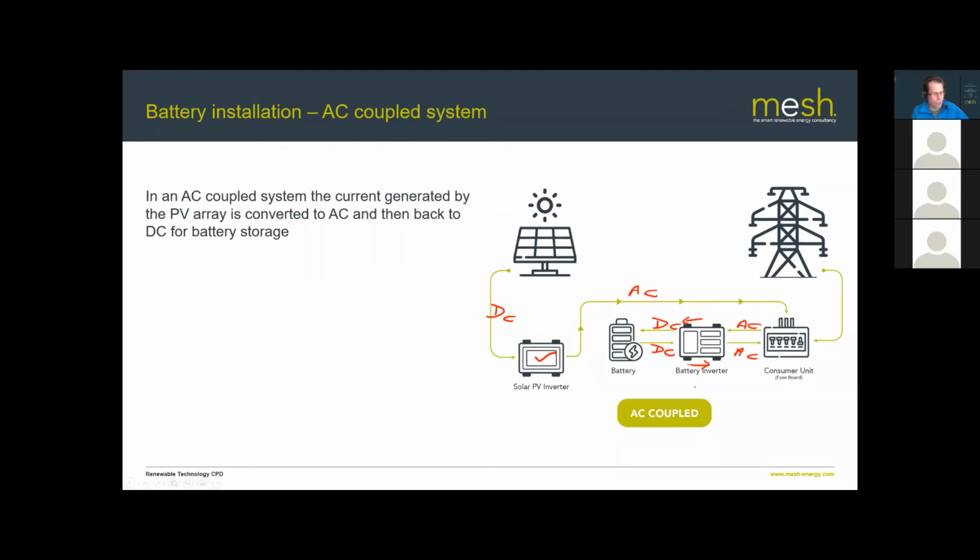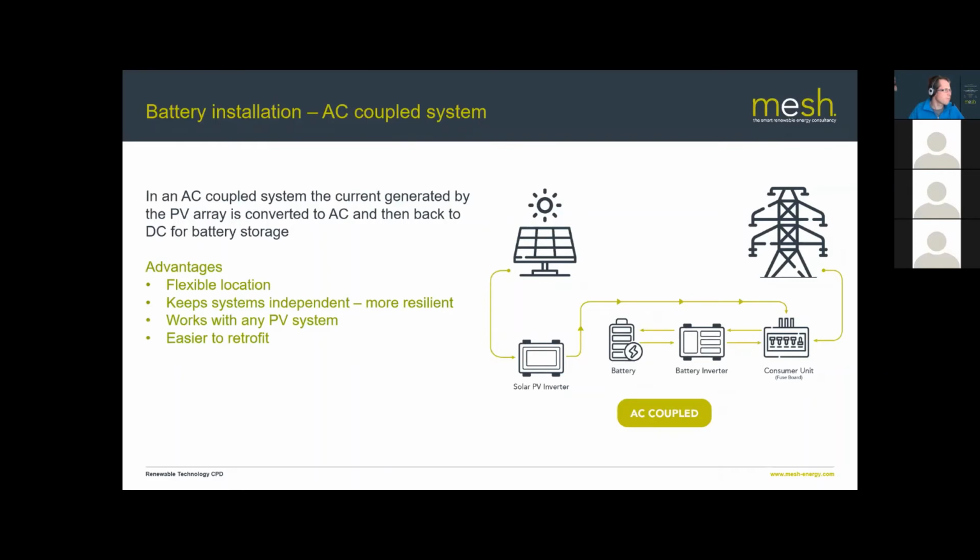So what are the good sides of this type of system? Well, there's a number of good sides. Number one of which is that you can be quite flexible with the location. So you can put your solar PV inverter quite close to your panels. You can put your battery inverter quite close to your battery. You can retrofit the system easily, and you can size your PV array and your battery however you want, because the inverters don't have to be matched.